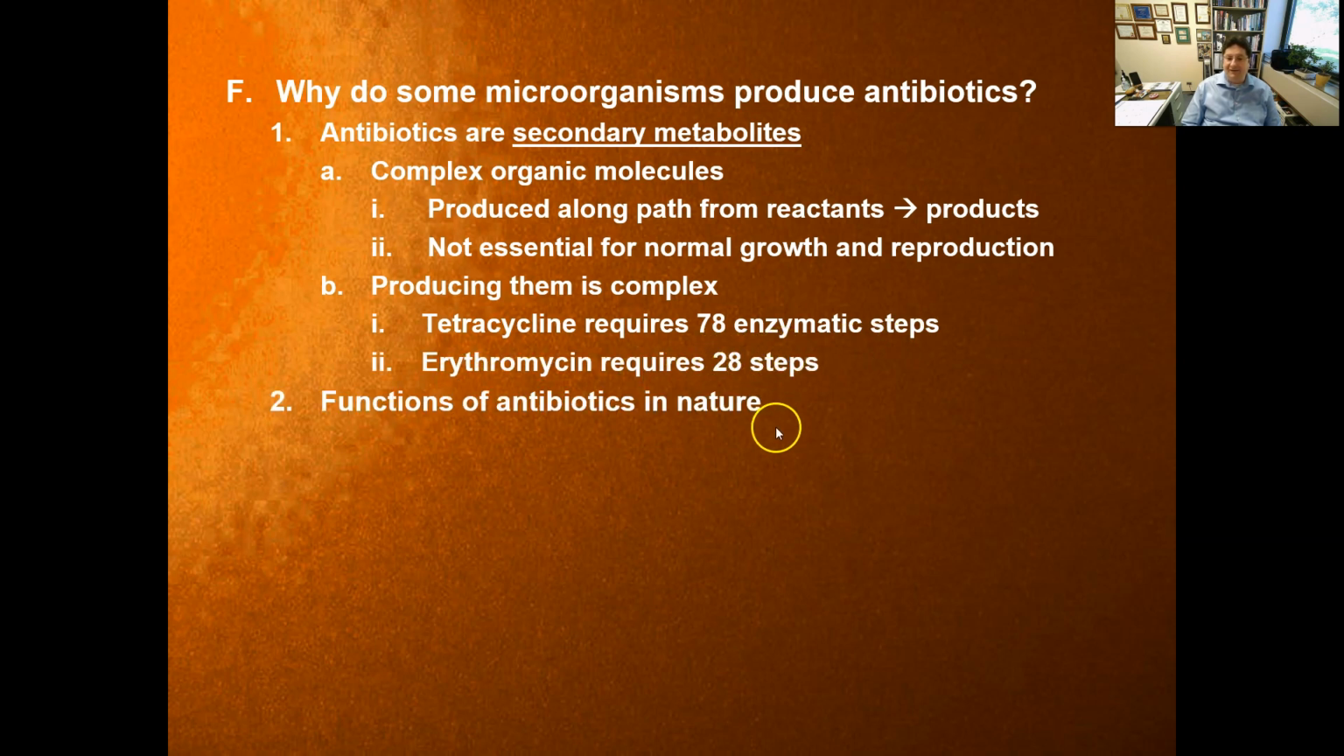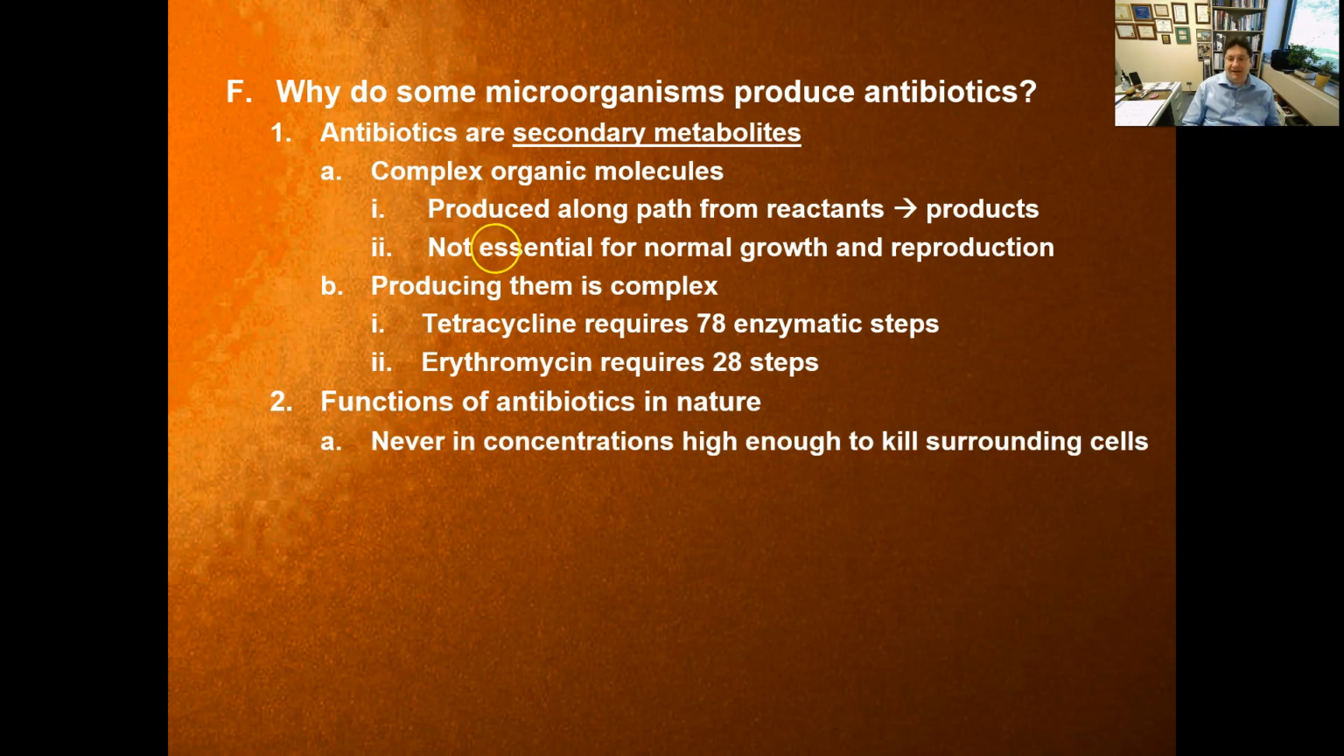Erythromycin, 28 steps. Now remember, these antibiotics that are made by, say, bacteria are not essential for normal growth and function, but what do they do in nature? First thing you have to know is when bacteria or fungi naturally make antibiotics, they're never in concentrations high enough to kill the surrounding cells. It's very, very low concentrations. Not strong enough to kill any surrounding cells. So what they're used for is communication.